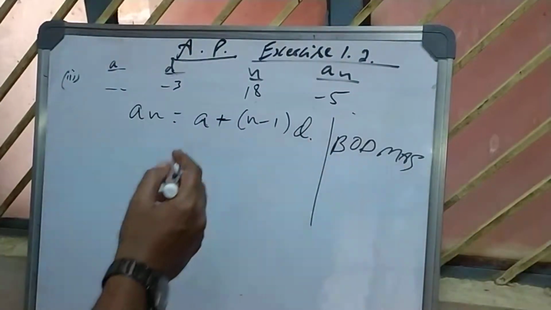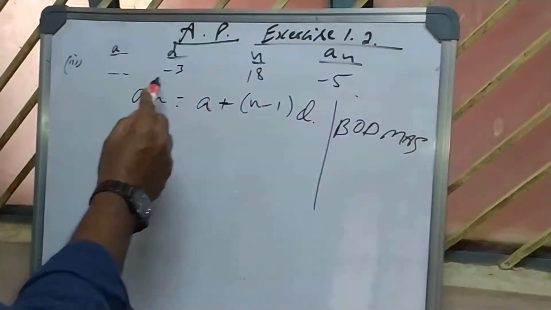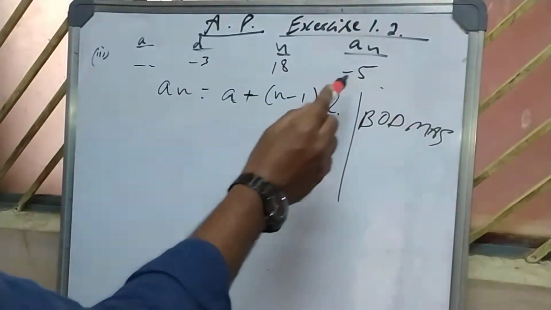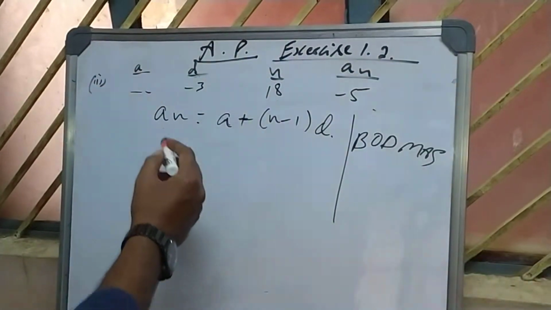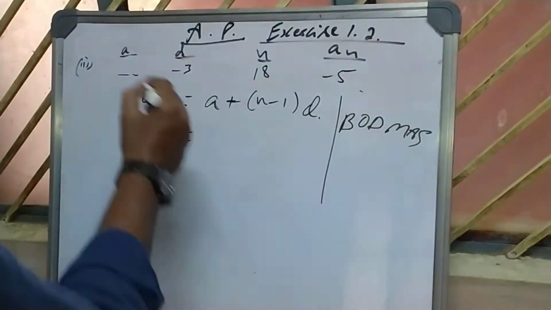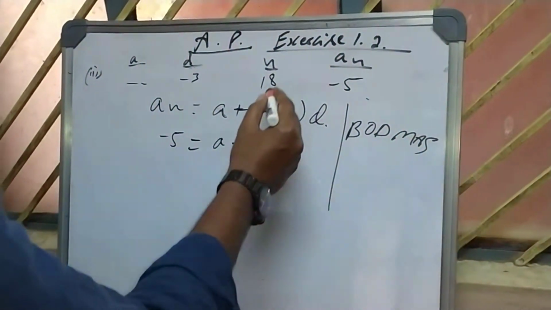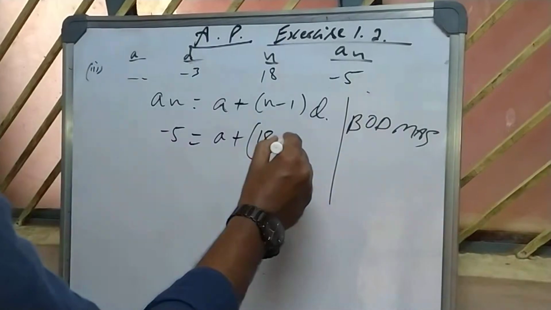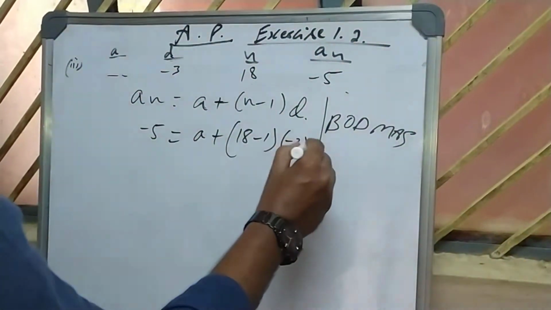In this problem, we are going to solve exercise 1.2, problem number 3. They have given the value of d, n and an, and we have to find the value of a. Let us substitute in the formula. An is minus 5 is equal to a, which we don't know, so we will write a as it is, plus in the bracket n means 18 minus 1 into d. D means minus 3. To be on the safer side, I will write it inside the bracket.